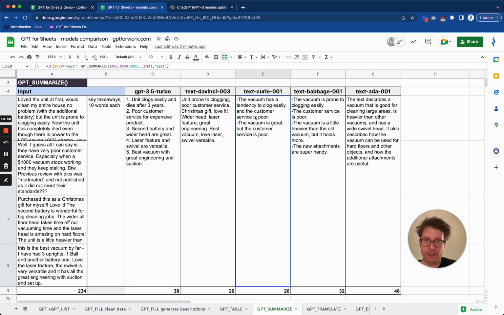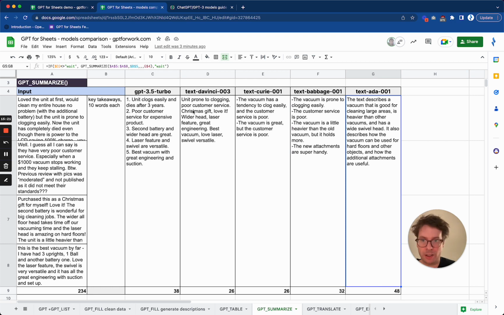Okay, and then Curie. So again, really not so good because it says the same thing twice. The customer service is poor. Babbage is, yeah, not, this is gibberish, and then this is gibberish as well.